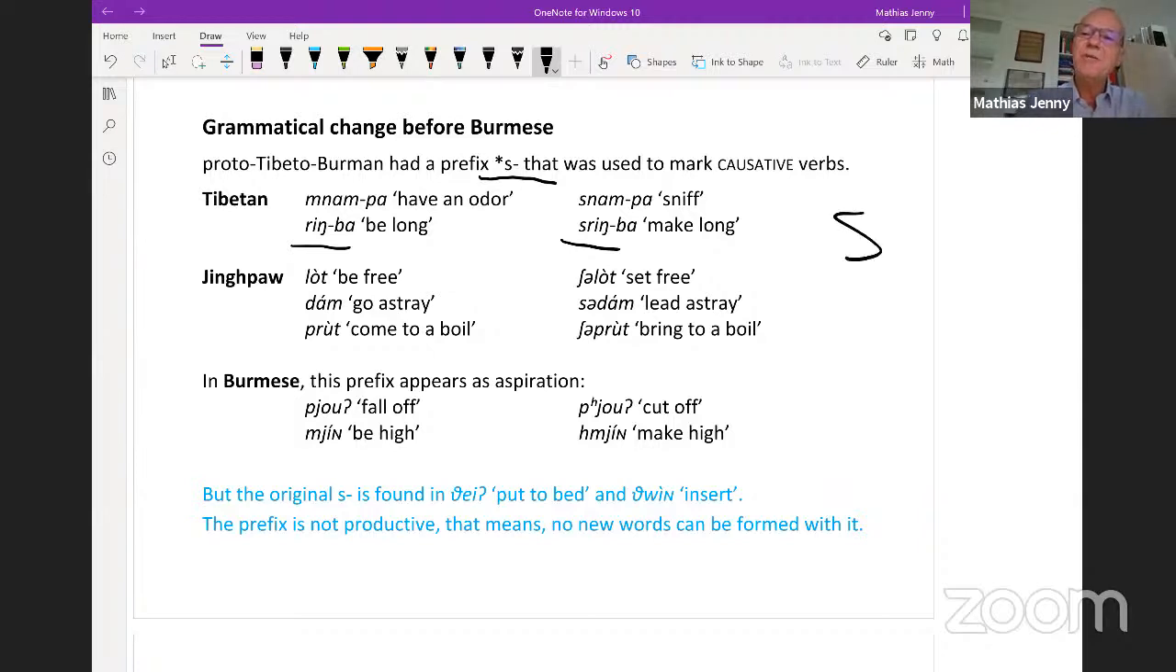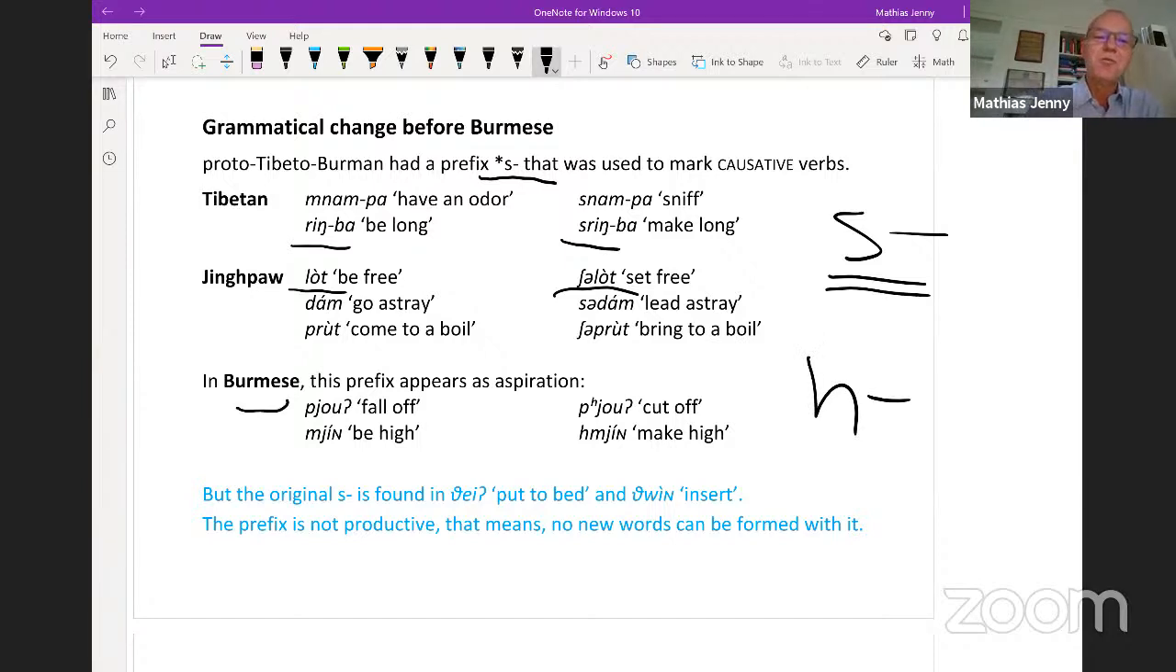And we have this S prefix in basically all Tibeto-Burman languages. In Chingpo, it's still very frequent. It's probably still productive. You still can form new words with it. So you have lot, to be free, and shalot, to set free, make free. Lot, to be free, of course, is the same as Burmese lute. And shalot in Burmese is hlute. So there you already get this idea that in Burmese, this S has been not lost, but it changed to aspiration.